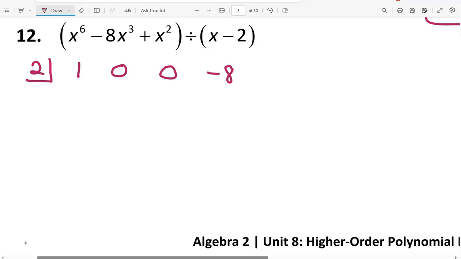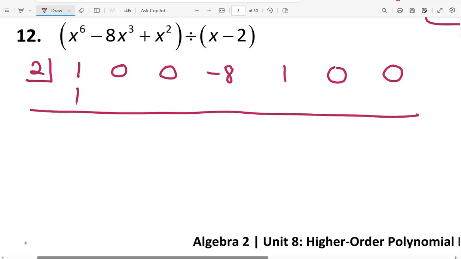The x to the 3rd term has a coefficient of negative 8. The x squared term has a coefficient of 1. The x term has a coefficient of 0, and there is no constant term. So all of these, and then bring down that 1.